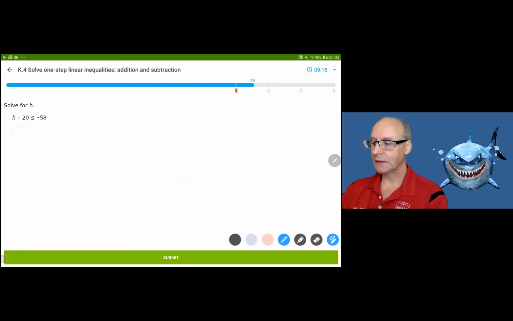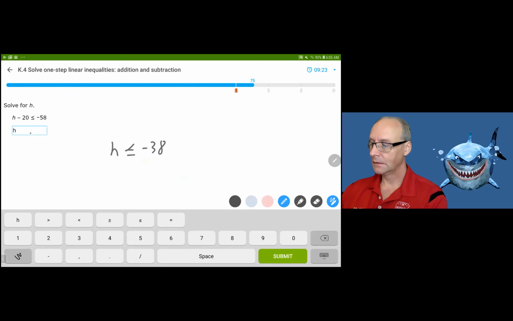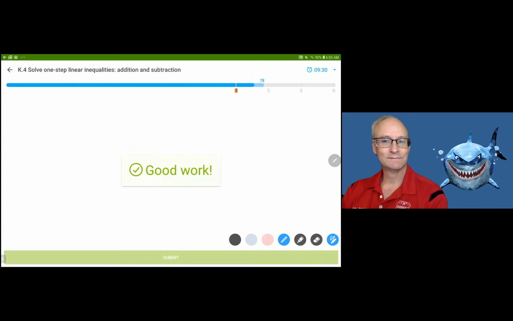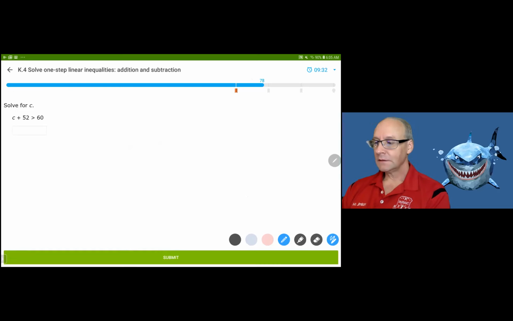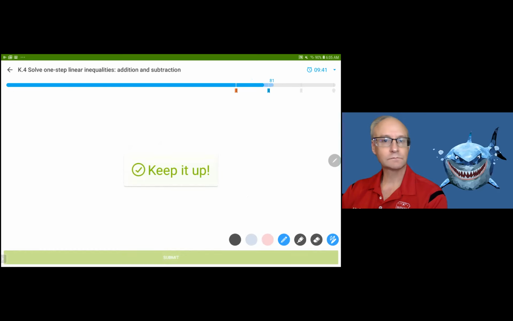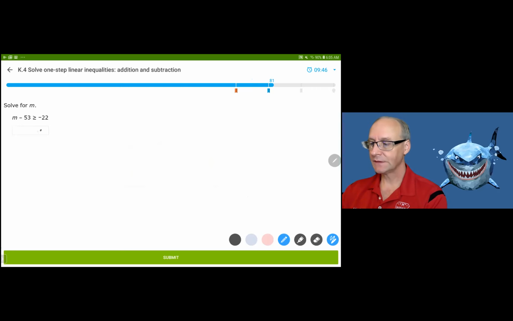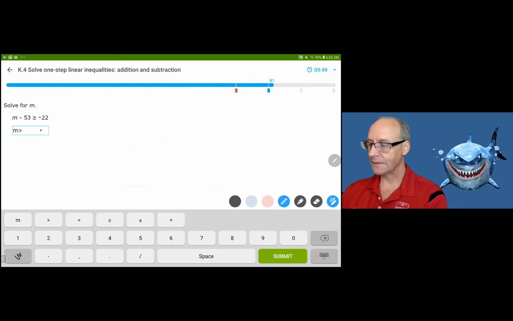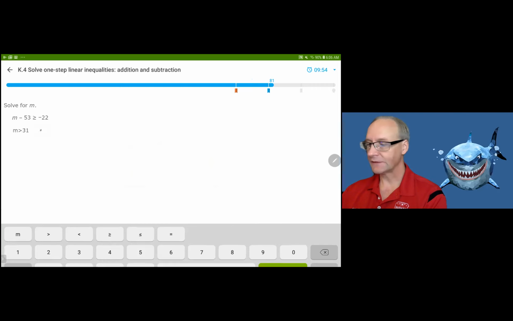In this, we're going to add 20 to both sides, and we're going to get h is less than or equal to negative 38. And we're getting there. We're going to subtract 52 from both sides, and we're going to get c is greater than 8. And we are going to add 53 to both sides, and we're going to get m is greater than 31. Let's double check it. Yep, looks like that's right.